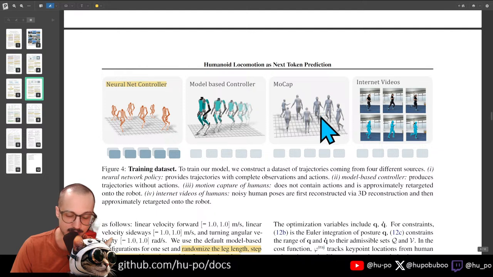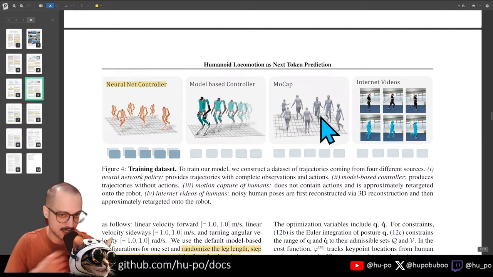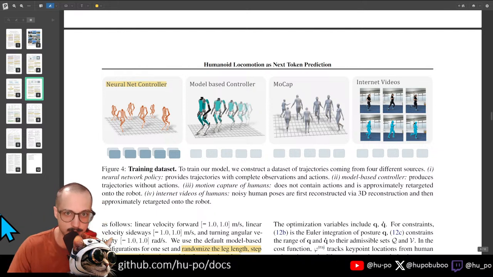Mocap is basically someone sitting in one of those black skin-tight suits with the little ping pong balls, and they run around in a little room. That's what mocap is. Those give you a bunch of trajectories. And the internet videos are just YouTube videos of people walking that they run a pose detection model on so that they can get basically the pose.